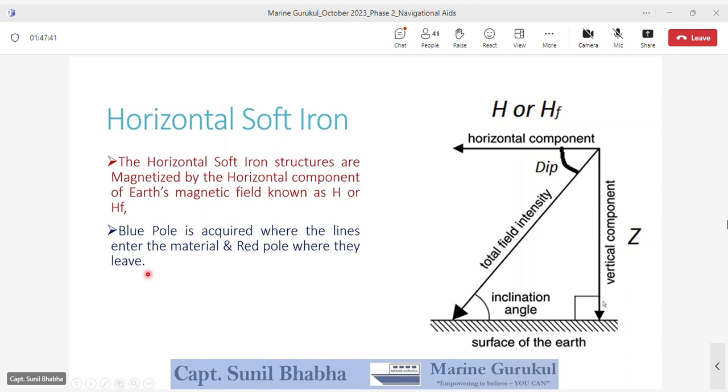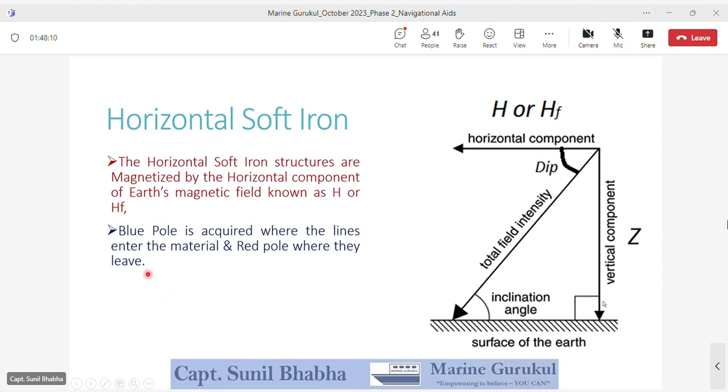Now we have seen that every magnet has its two poles, the blue and the red pole, and we have seen that the red pole is the one from where the lines of force come out, and the blue pole is the one where the lines of force enter the magnet. So the same thing applies here. Let's assume we have a ship which is on a northerly course, 000 course. The ship is at the equator.